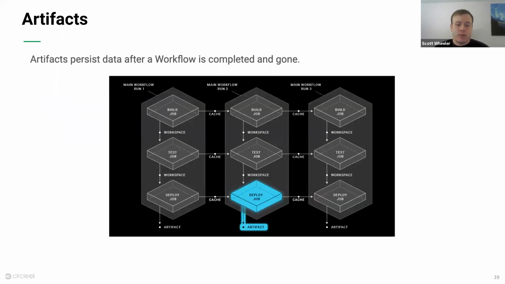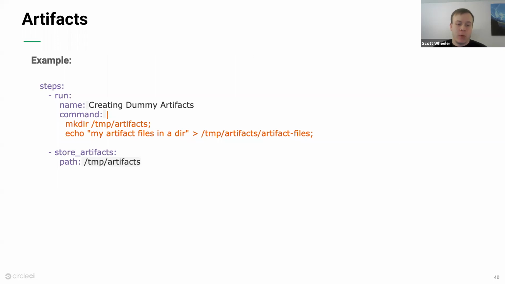Artifacts persist data after a workflow is completed and gone. Again, this is useful if you build an application and need to access that binary after the build is completed. An example of how we would accomplish that is by creating a dummy artifact here. We echo my artifact files in a directory, and then we store that as an artifact, and that'll later become available in the build output window.